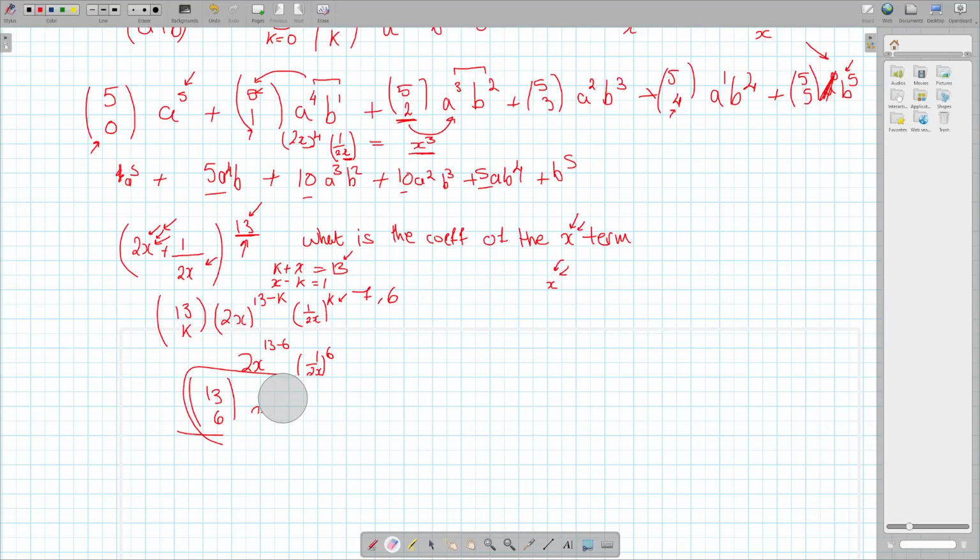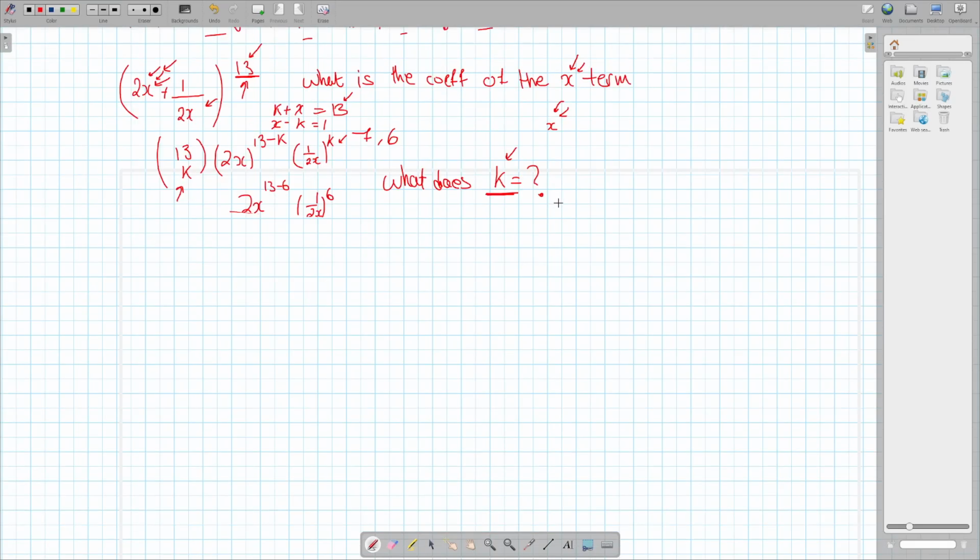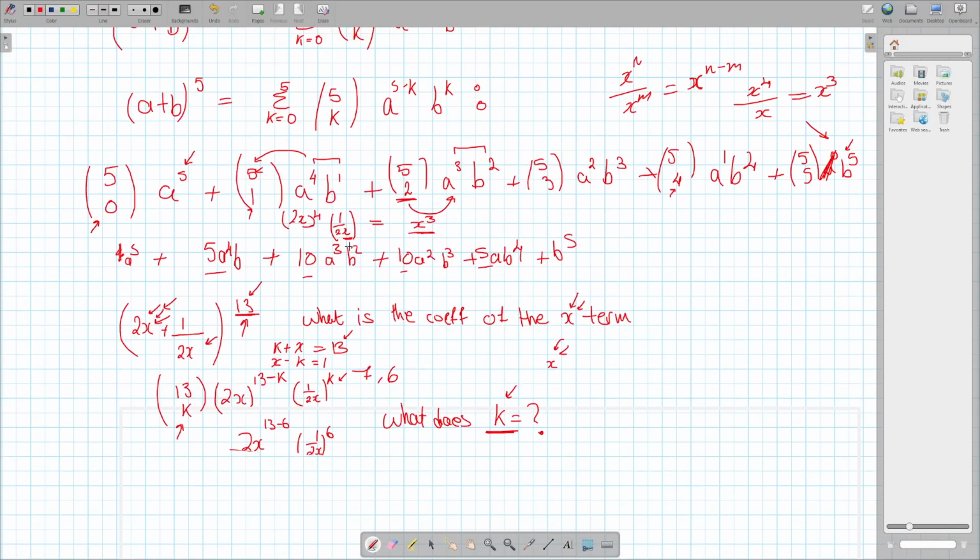So in general, whenever you're solving these types of questions, you need to figure out one objective. What does k equal? Okay, this is your main part. The k part, that's what you have to know. When you find out what k is, everything becomes easy. We need our k value. Okay, let's move on to Pascal's triangle.